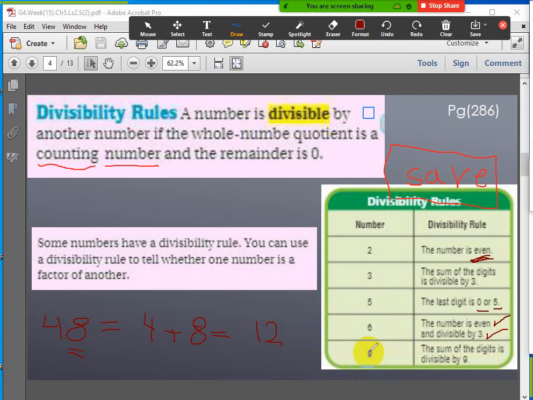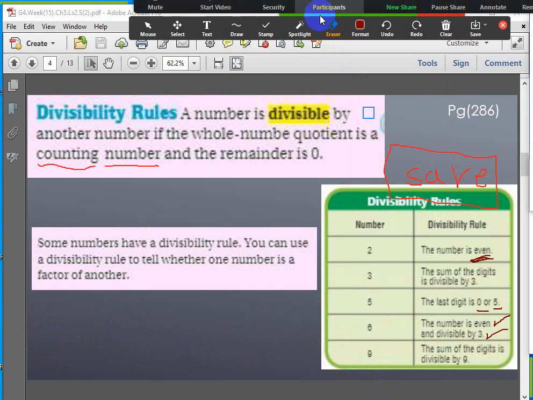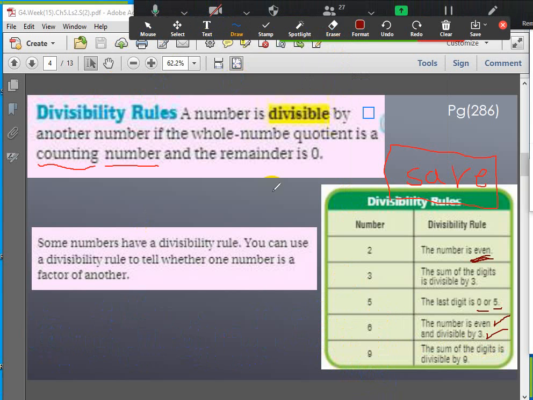What about number 9? I want to know if the number is divisible by 9. How will I know that?